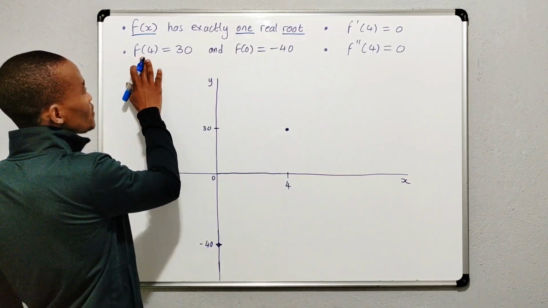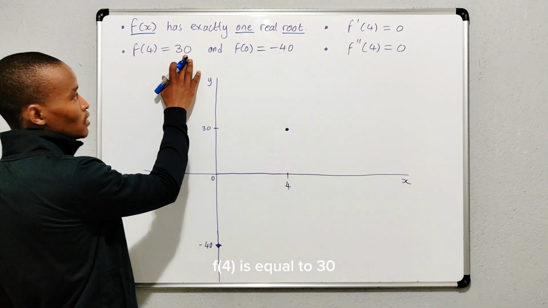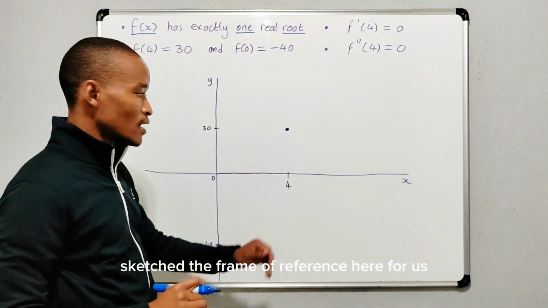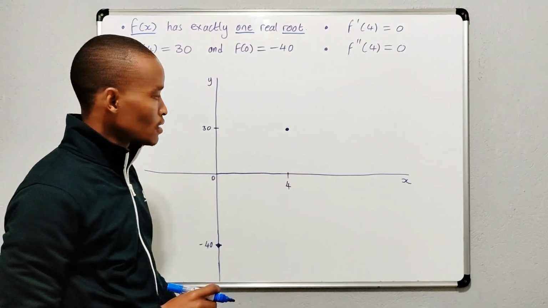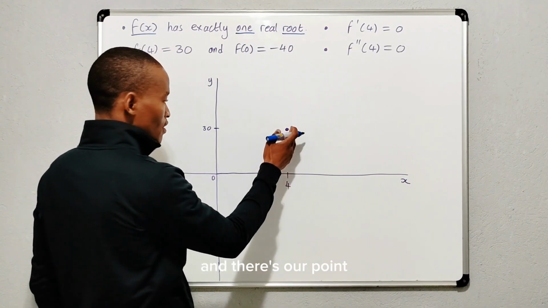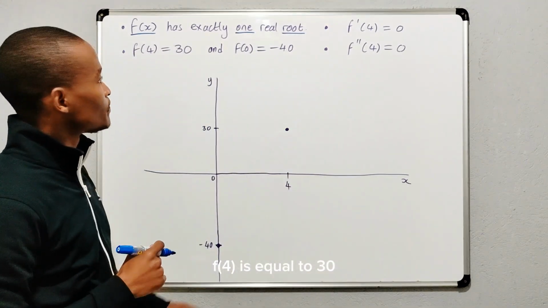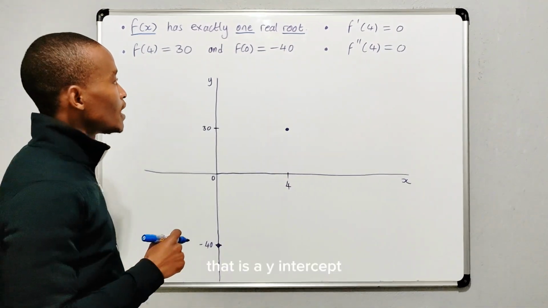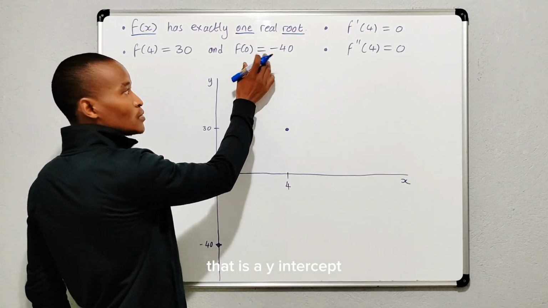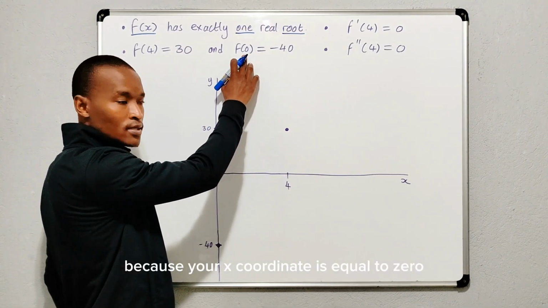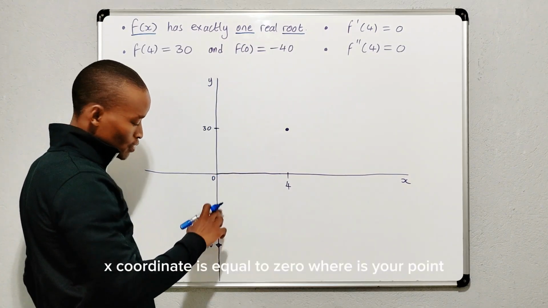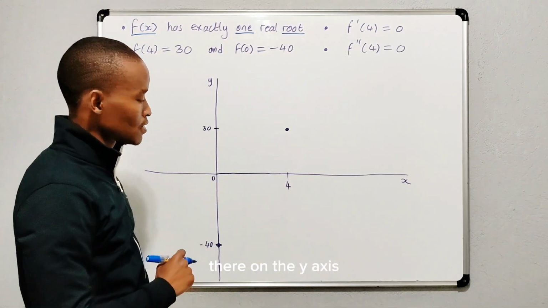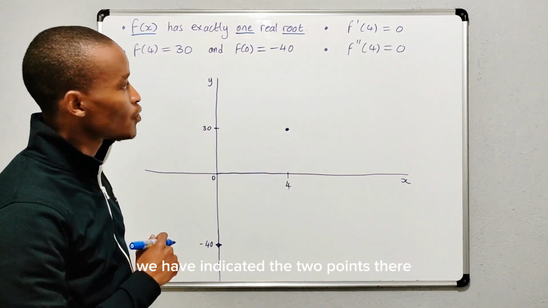Second bullet point, f of 4 is equal to 30. What does that give us? It gives us a point. And I've already sketched the frame of reference here for us, the Cartesian plane, and there's our point. f of 4 is equal to 30. Next point, f of 0 is equal to negative 40. So that is a y-intercept because your x-coordinate is equal to 0. It's right there at negative 40 on the y-axis. So we have indicated the 2 points there.